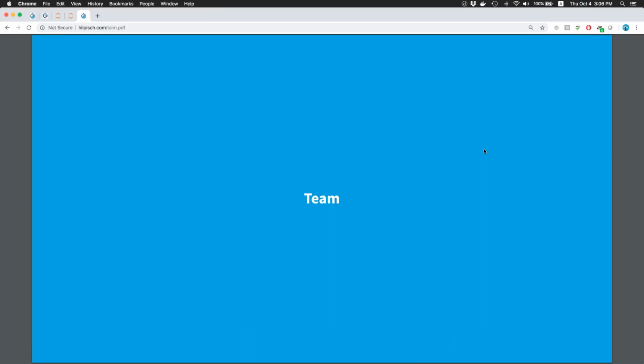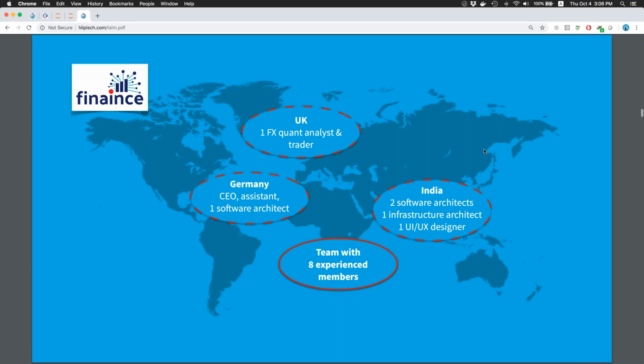The team itself, we have grown the team quite a bit. In Germany, where our origin is, where I'm located, we have an assistant there. We have one experienced software architect with some 15 years of experience. In the UK, we work with an FX quant analyst, trader. We also have software architects and people who are pretty experienced with regard to infrastructure and UI, UX. In India. So altogether, we have quite a few people these days that are concerned with what we call finance.